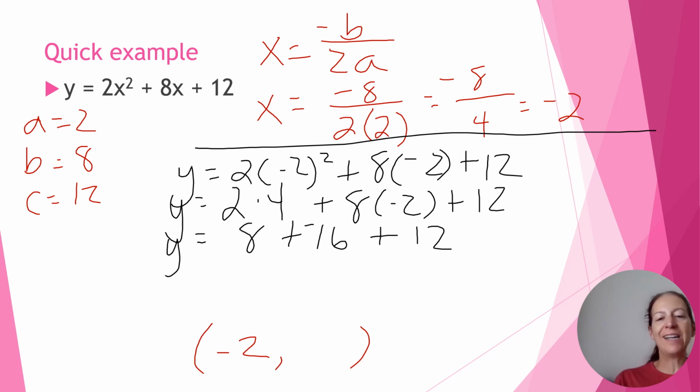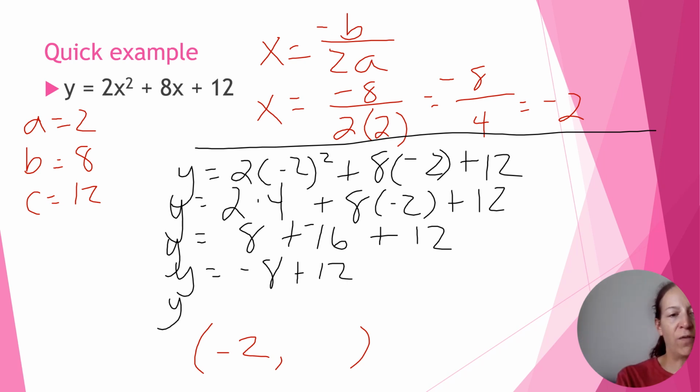8 minus 16 is negative 8. And negative 8 plus 12 is positive 4. And so my y coordinate is positive 4. So that is some work.